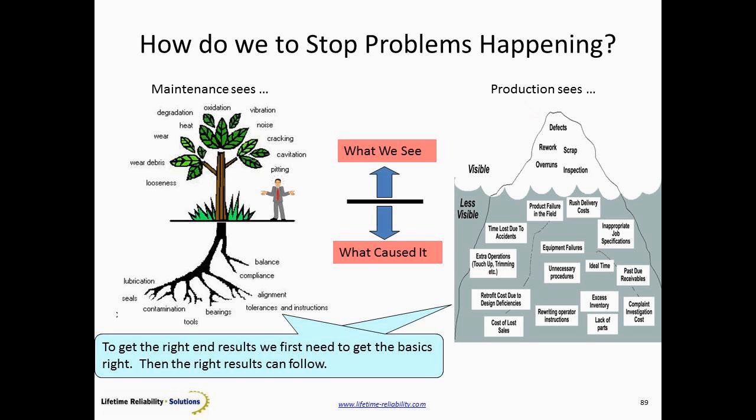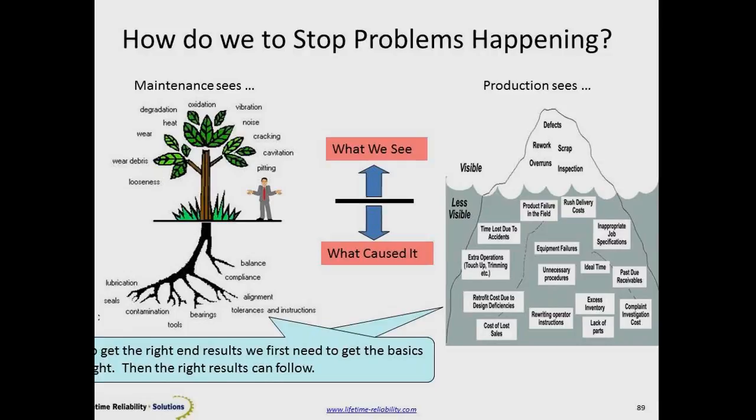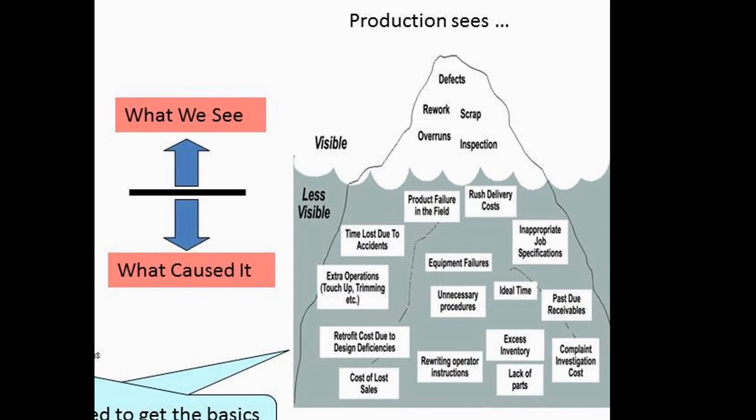In production, we have defects and rework and scrap, and when you go looking at the root causes of that, underneath this iceberg are many, many root causes. Bad procedures, failing equipment, wrong specifications. There's heaps of reasons that we have problems in our production plants.